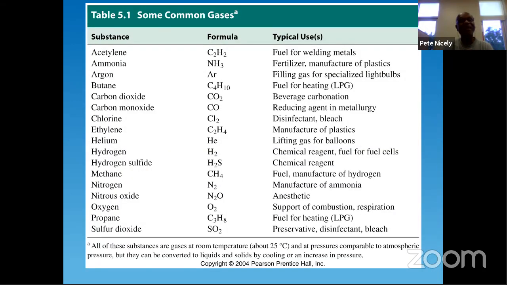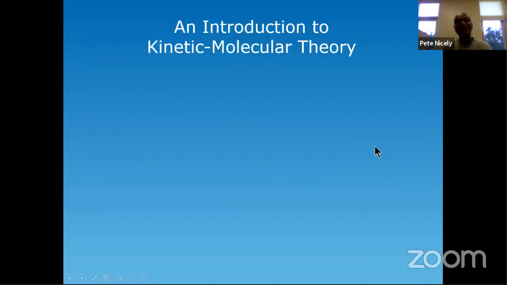Okay, so these are just some examples of common gases and their uses. Just to highlight a couple of them, ammonia can be used to manufacture plastics and fertilizers. Chlorine is a disinfectant and a bleach. Nitrogen is used in the manufacture of the ammonia that we mentioned up here. And of course, oxygen, our very lives depend on it because we need it to respire. And of course, it can be used to support combustion. So these are all examples of gases, and they'll be the focus of what we're talking about today.